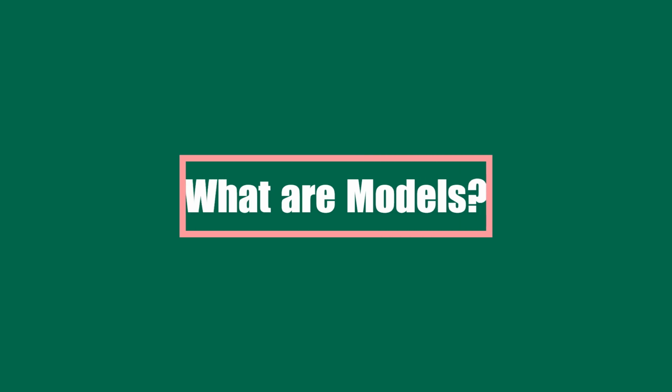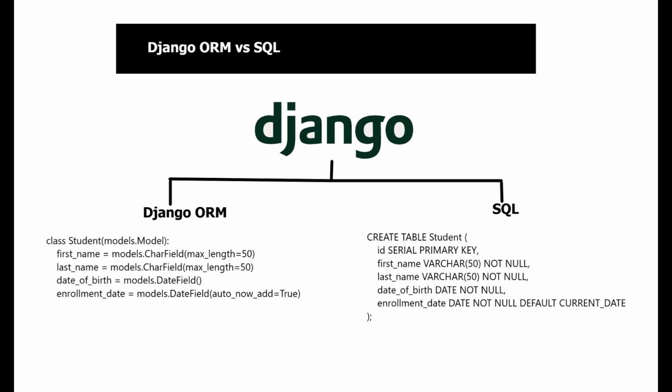Let's start with an overview of models. In Django, a model is a Python class that represents a table in your database. Each attribute of the model corresponds to a column in the table. Django's ORM, Object Relational Mapping, translates these models into database queries, making it easy to interact with your database using Python code.